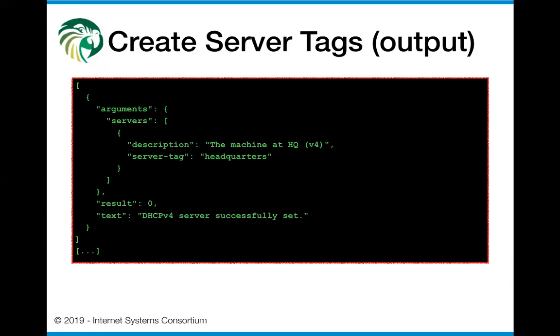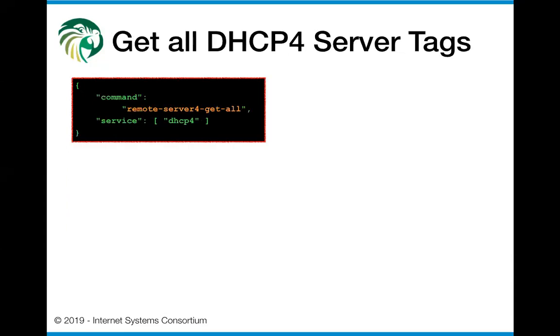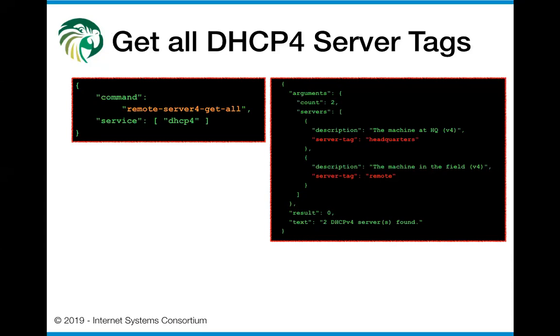As soon as the machine is out in the field and it is given the server tag headquarters, it's going to associate itself with all of the other database items associated with the headquarters server tag. So now if I run, again back to JSON, my remote-server4-get-all, and again I'm passing it to the DHCPv4 service, I'm given back all of the DHCPv4 servers that are configured within our database, within this specific config backend, and we see the server tags associated with them.